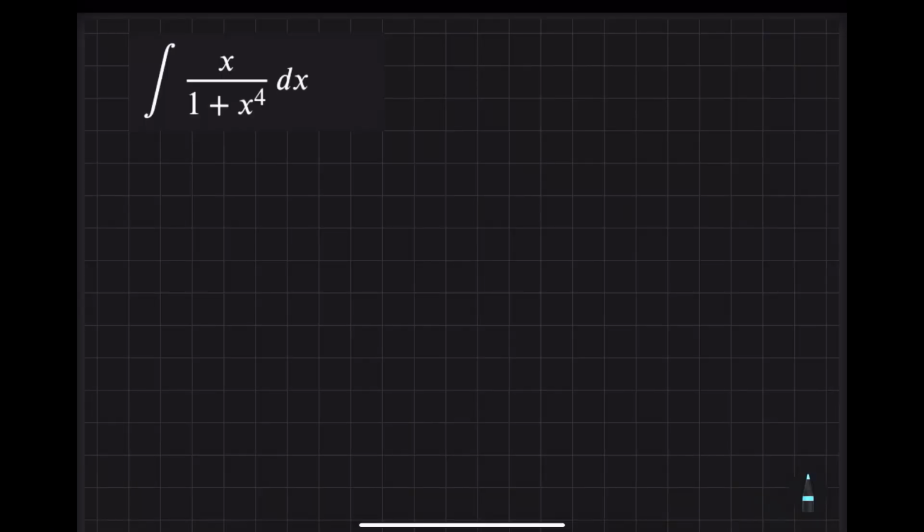So we have this situation. We have to integrate x by 1 plus x power 4. Now look at this. You know that directly we cannot integrate this function, so for that we have to take a substitution. But look at the point.